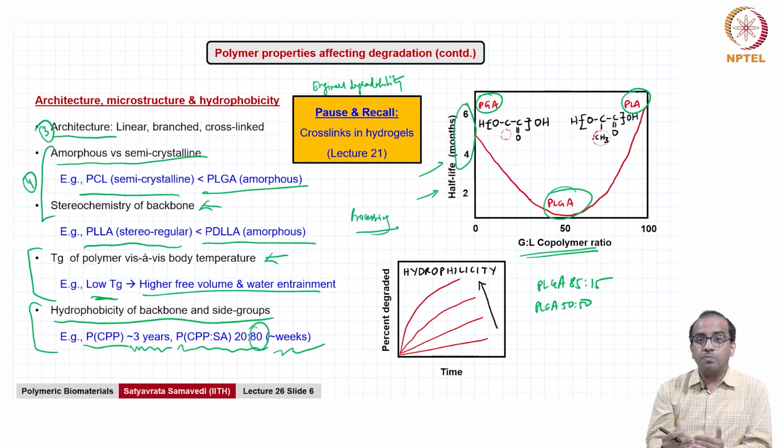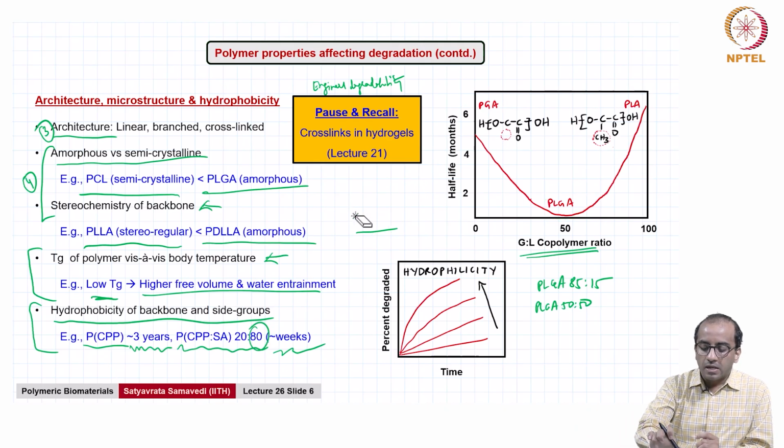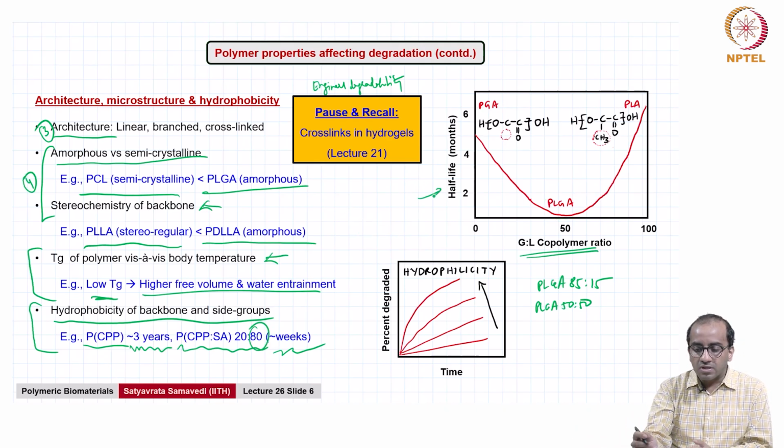If you process PLGA into matrices that have extremely high surface area, then you increase the propensity for water to interact with the material, making the degradation go even faster compared to casting films of PLGA, right? So, there's a lot of subtlety that needs to be kept in mind, but in a broad and general sense, from an academic perspective, one can still use such plots without making gross errors.